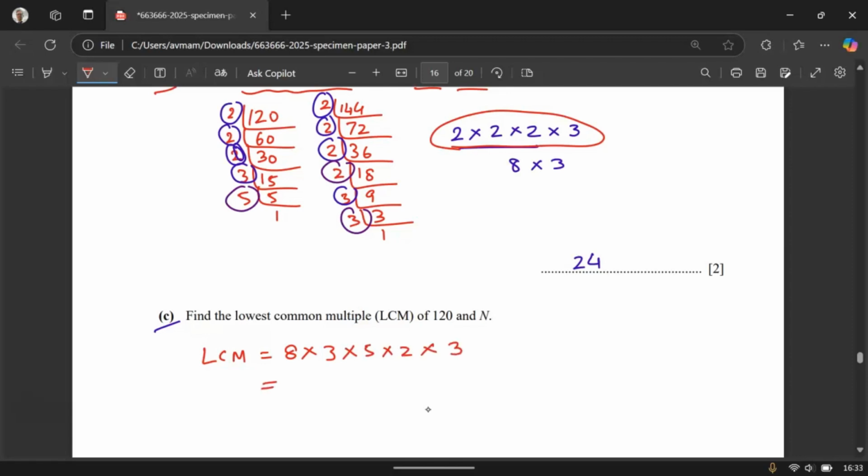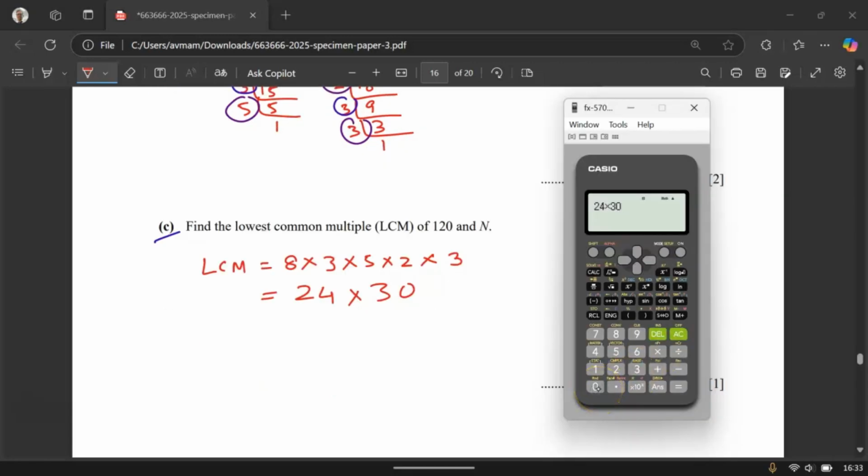You can use your calculator. 8 times 3 is 24. 5 times 2 is 10. Times 3 is 30. Okay, 24 times 30 will give us 720.